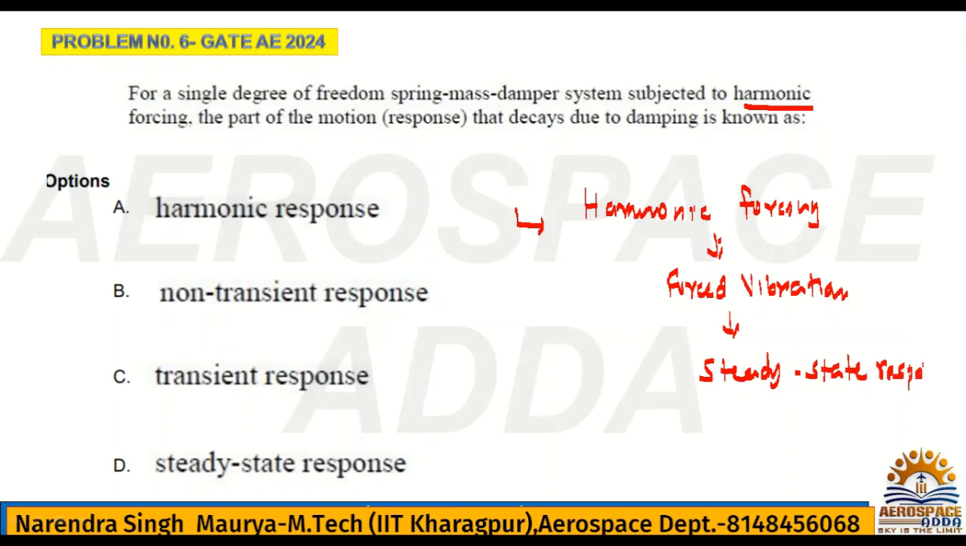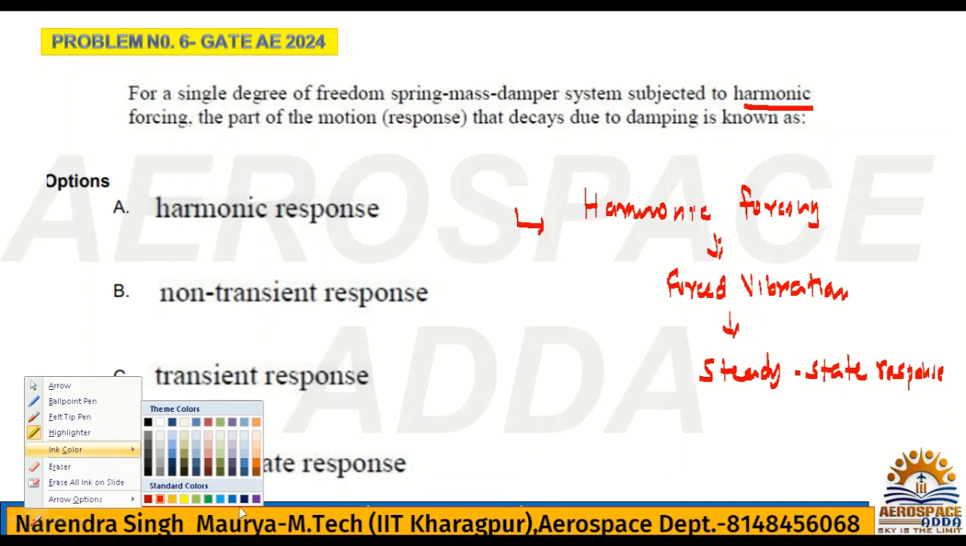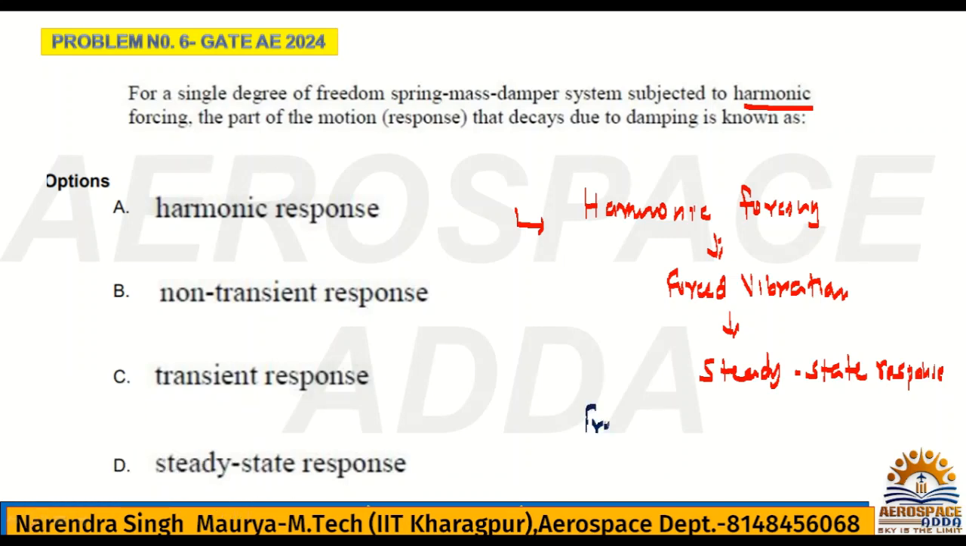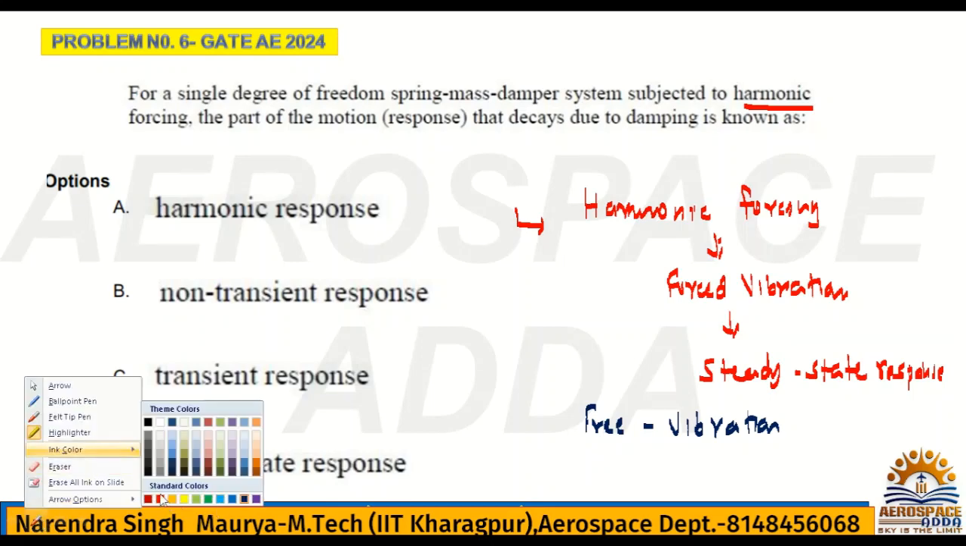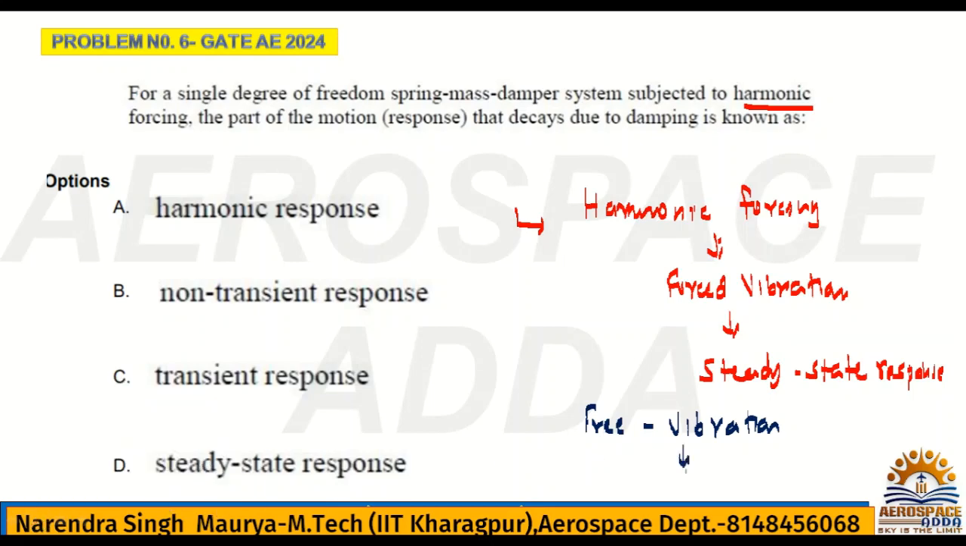Steady state response. But at the same time, if it is free vibration, so what will be the response for the free vibration? For the free vibration, the response will be transient. Remember it. Okay, transient response. Because it's a forced vibration, hence it is a steady state response. So this is the correct answer.